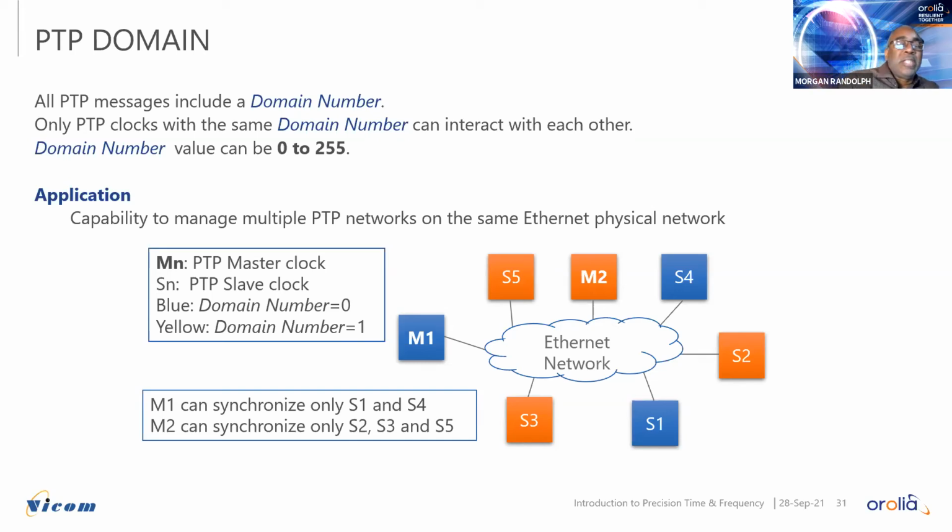In the example here, if you take the PTP masters M1 and M2, M1 is only going to communicate with S4 and S1, and M2 is only going to communicate with S5, S3, and S2. So even though they're all on the same network, going through all of the same types of switches, the traffic isn't interfering with each other because of the domain. So that's a way to segment that traffic off your network or through your network.